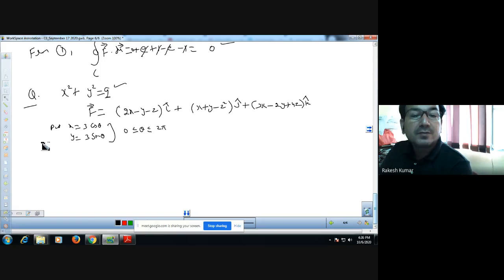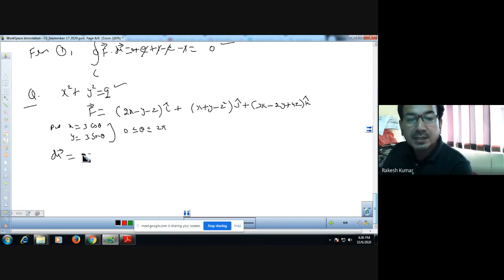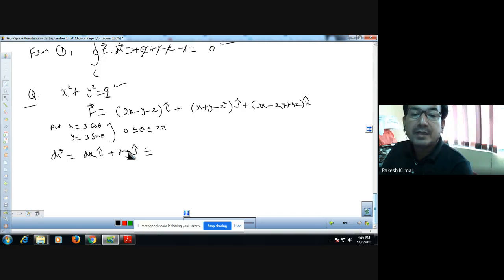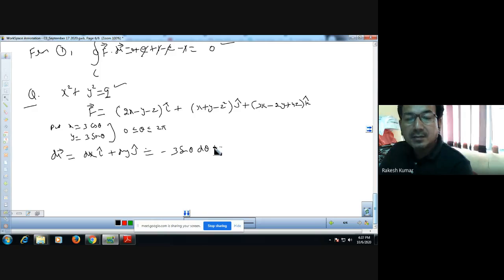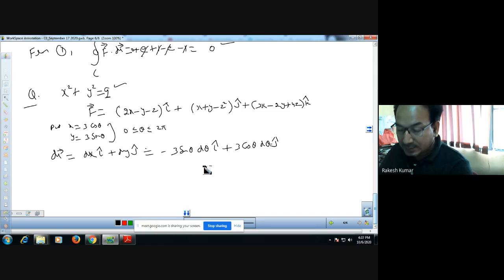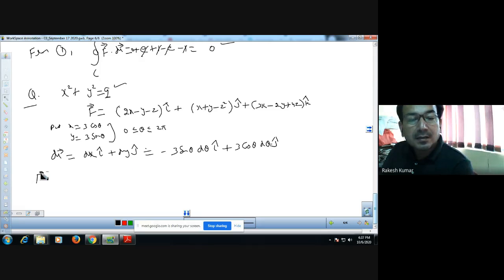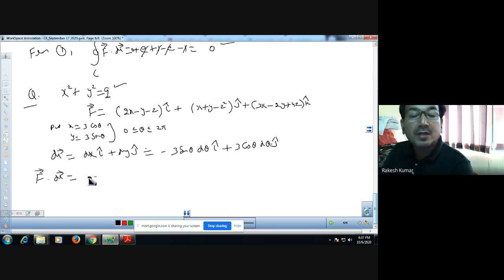Now you know that we want to find f dot dr. So first of all, let us calculate dr. dr is dx i cap plus dy j cap. No need to write the component of k, because a circle is always 2D. So dx, the derivative of x, is minus 3 sin theta d theta into i vector, plus 3 cos theta d theta into j vector. So this is dr.